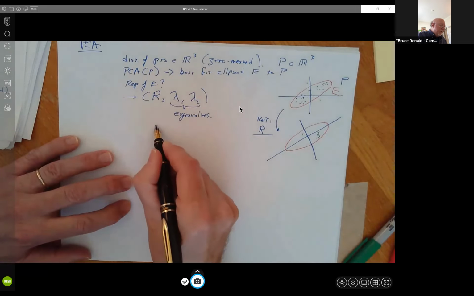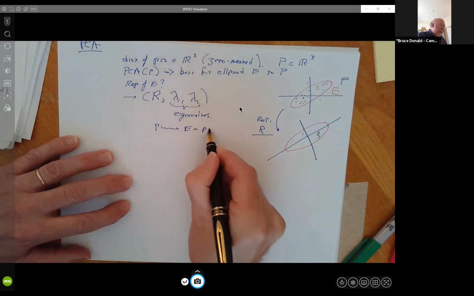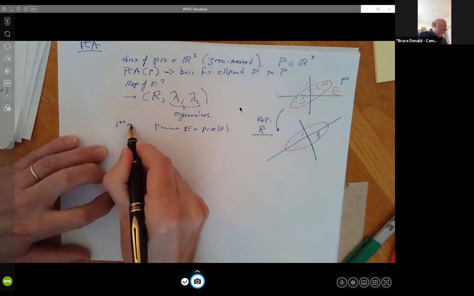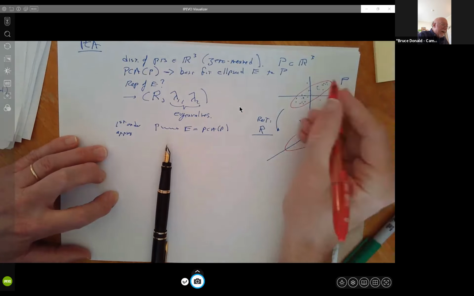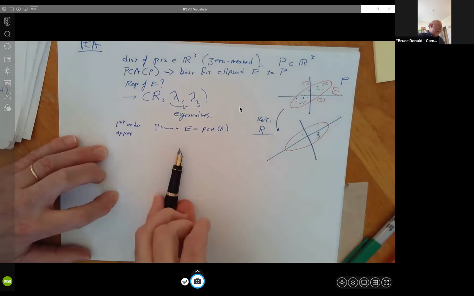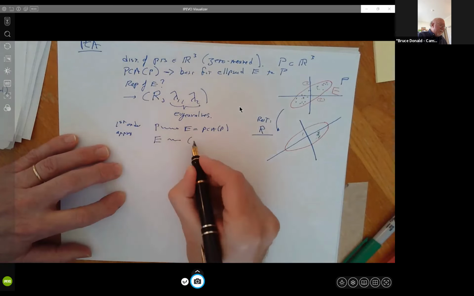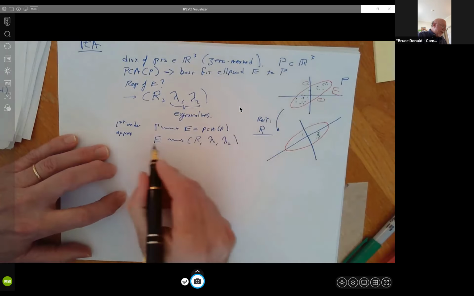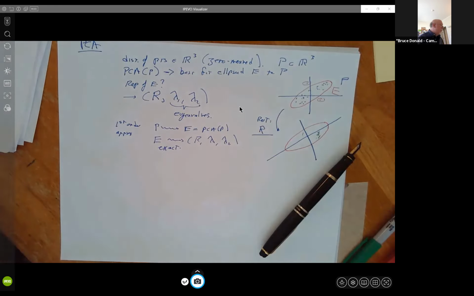So when we say P is represented by the ellipsoid, which is PCA of P, this is a first order approximation. And you can see that, right? It's not perfect because I got outliers and stuff like that, right? But the representation of E as the triple R, lambda 1 and lambda 2, this is exact. This transformation is exact. Okay, so this is pretty cool that I could do this.